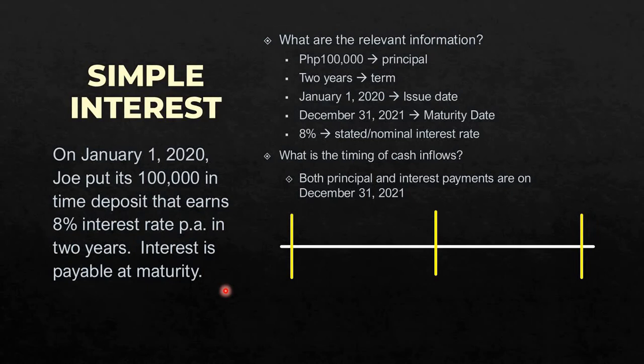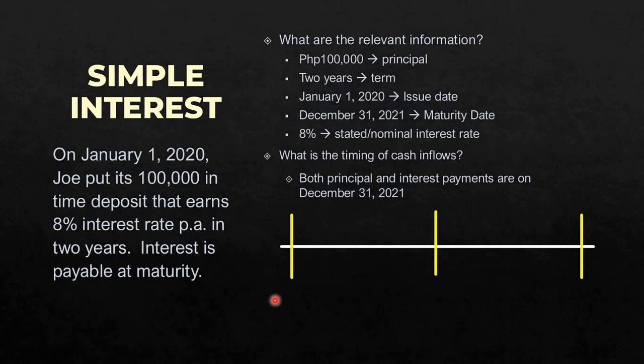So, gawa muna tayo ng timeline. So, ang timeline natin will consist of 2 years. So, ito yung first year, then ito yung second year. So, syempre, on January 1, ito yung ating date of issue o yung start ng term ng ating time deposit. So, syempre, dito naglabas tayo ng pera, which is 100,000 pesos. Meron tayo ritong cash outflow. Kasi nga, naglabas tayo ng pera, idineposito natin sa banko in a time deposit.